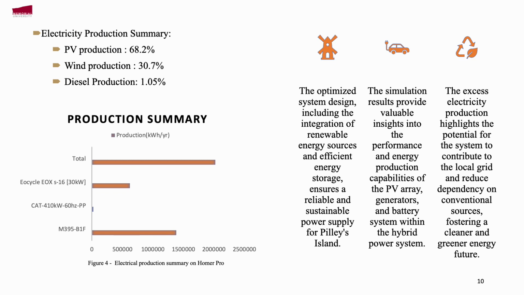Now, moving on, electricity production summary. The PV production is about 68.2% because from March to October we run on the PV, as we get most of the sunlight during these days, and the wind penetration is about 30.7%, and from the diesel it is only 1.5%. It may be because of some disasters, or if there is no sunlight and wind, so we can use a diesel generator maybe in an emergency.